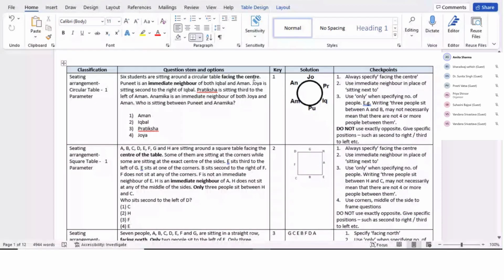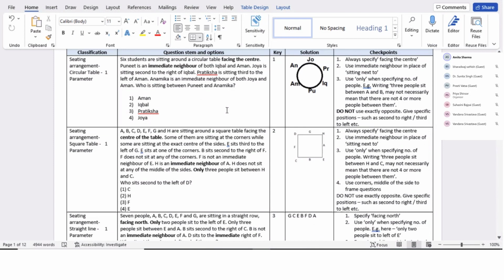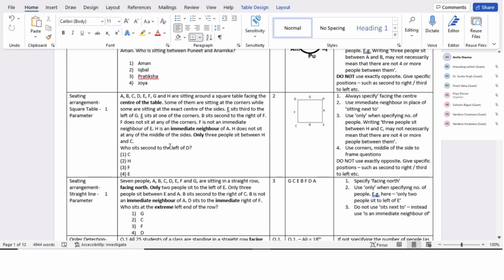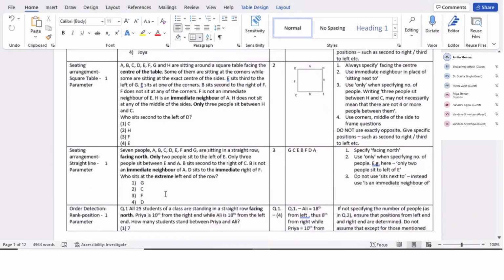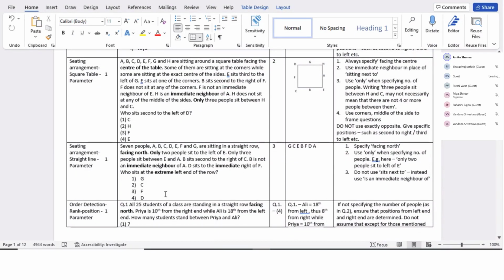It's very important that they specify that they are facing the center. If they're writing circular table, they specify that there are four people sitting in the corners and four people sitting exactly in the middle of the sides. Again, use of immediate neighbors and saying they're facing the center of the table is very important. If it's a straight line arrangement, it's very important that they specify all of them are facing north or all of them are facing south.